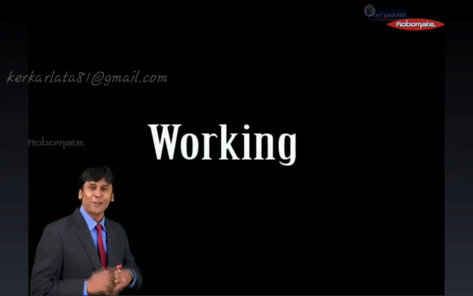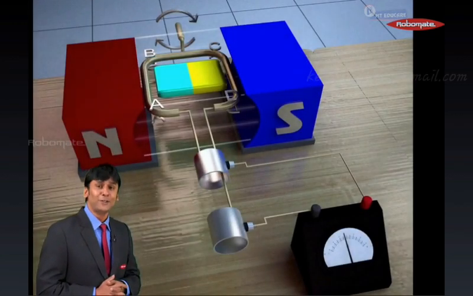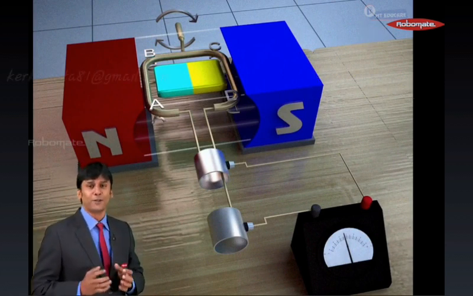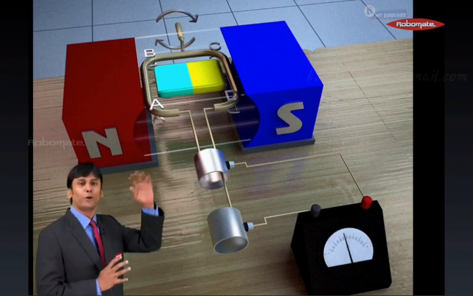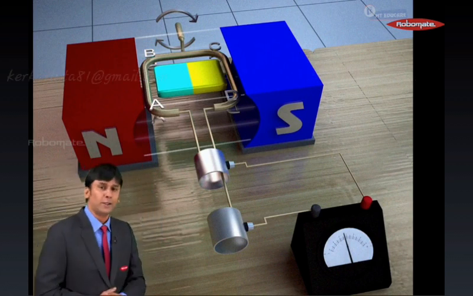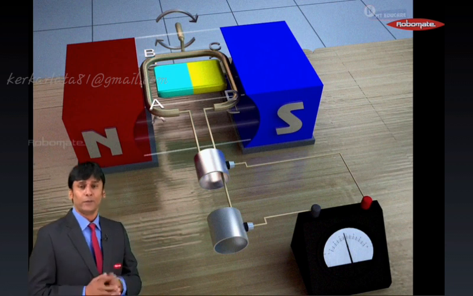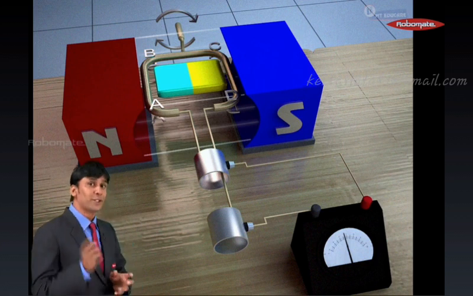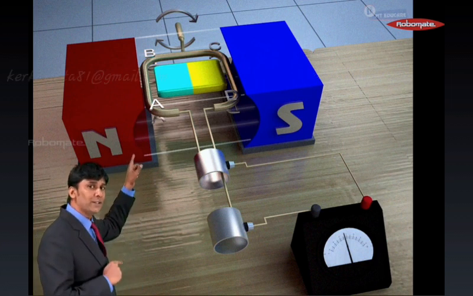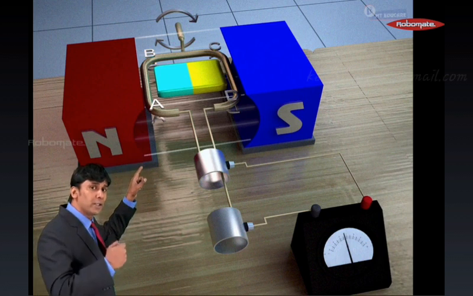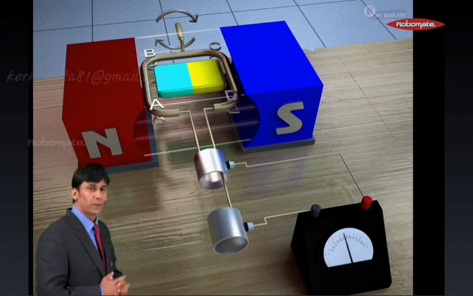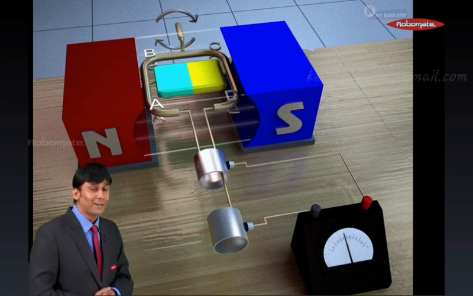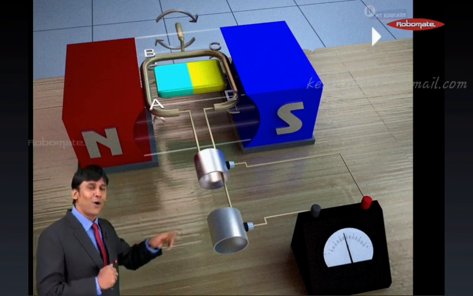Now let us understand the working and see how an AC generator actually works. Students, you must have heard about a hydroelectric power station. In hydroelectric power stations, water is made to fall from a certain height and this water contains kinetic energy. This kinetic energy is used to rotate the blades of a turbine. Now the turbine is connected to that spindle you can see behind. So when the turbine rotates, the spindle also rotates. When the spindle rotates, it will rotate the armature coil. Now let's see what happens when the armature coil rotates.